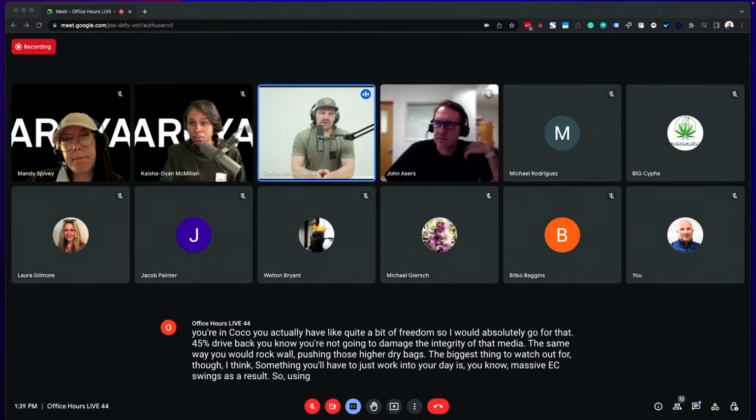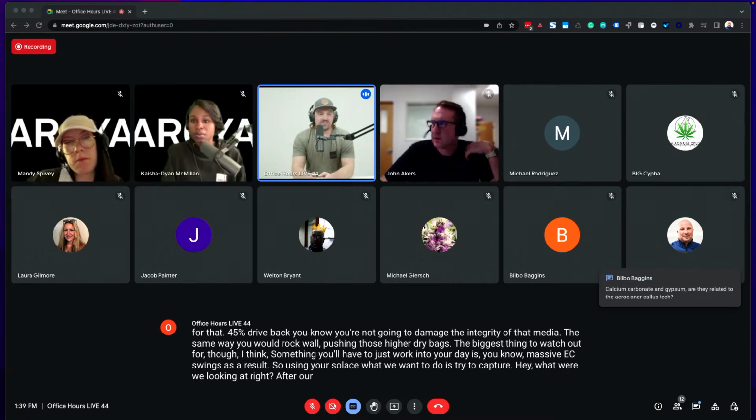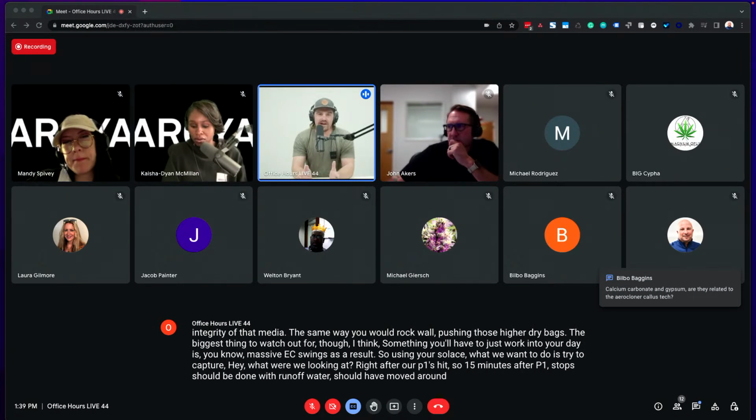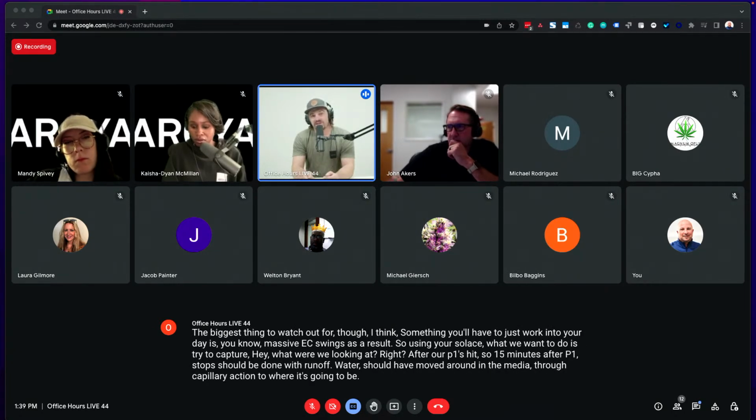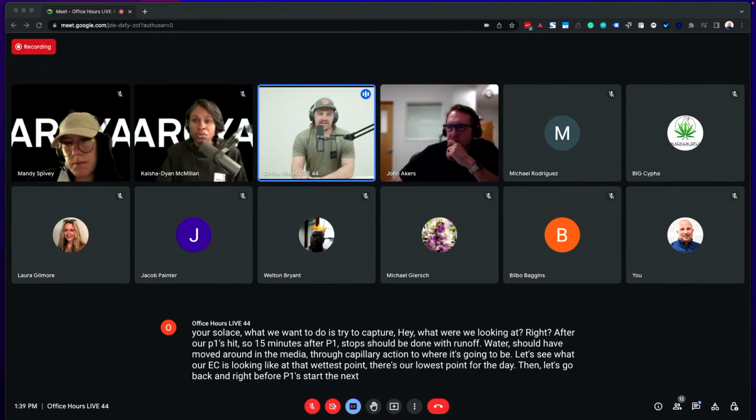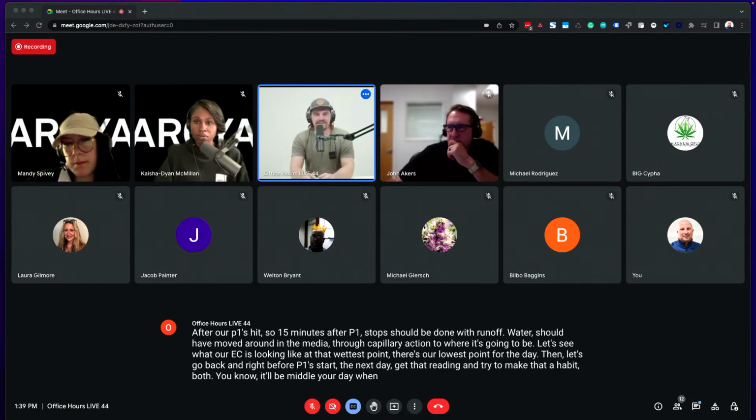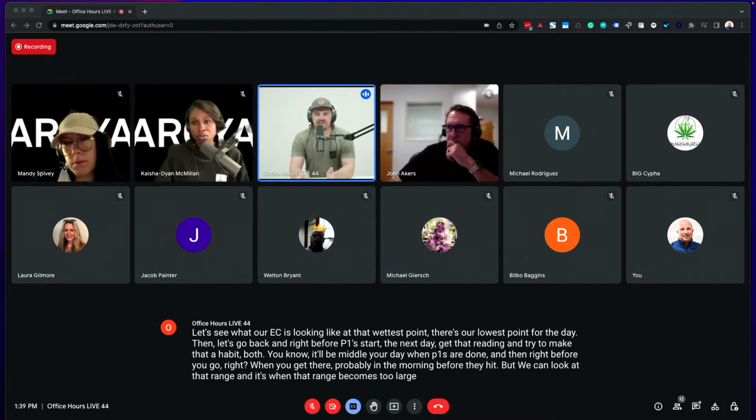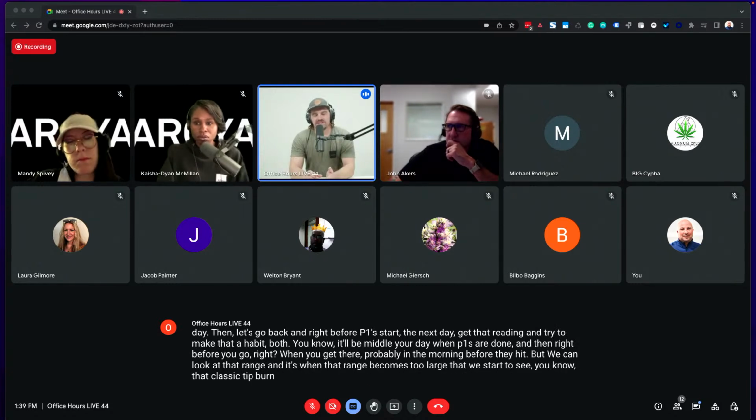So using your Solus, what we want to do is try to capture, hey, what were we looking at right after our P1s hit? So 15 minutes after P1 stops, should be done with runoff. Water should have moved around in the media through capillary action to where it's going to be. Let's see what our EC is looking like at that wettest point. There's our lowest point for the day. Then let's go back and right before P1s start the next day, get that reading and try to make that a habit. Both, it'll be the middle of your day when P1s are done, and then right before you go home, or right when you get there, probably in the morning before they hit. But we can look at that range, and it's when that range becomes too large that we start to see that classic tip burn, lockout symptoms, etc.